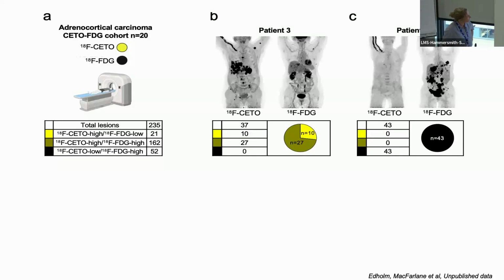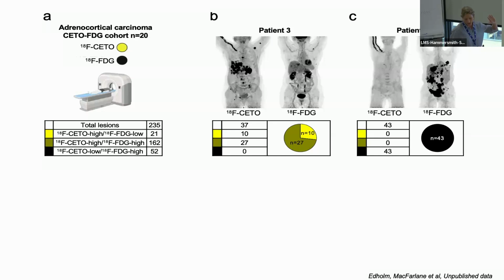So patient 3, as you can see, is a patient who had multiple metastatic lesions in a patient with confirmed adrenocortical carcinoma, which had high uptake on 18F-CTO, and many more lesions were detected on 18F-CTO than on fluorodeoxyglucose PET-CT. But then we had other patients like patient 20, where none of the metastases had high uptake in 18F-CTO, and the lesions were positive on fluorodeoxyglucose PET-CT.